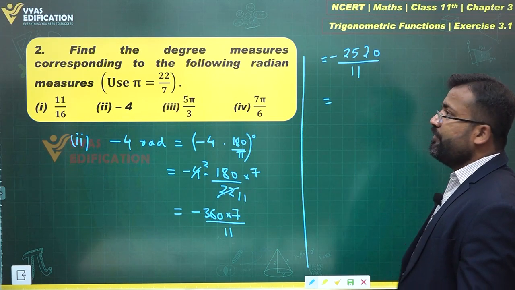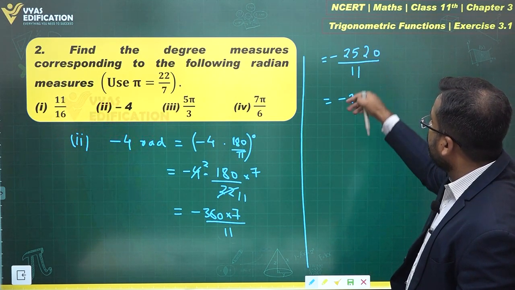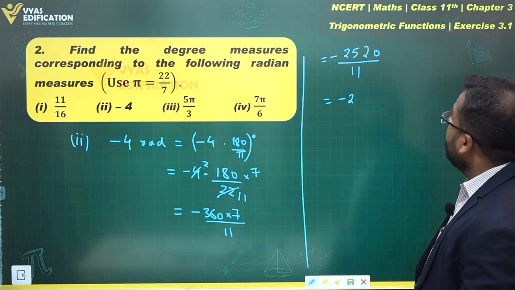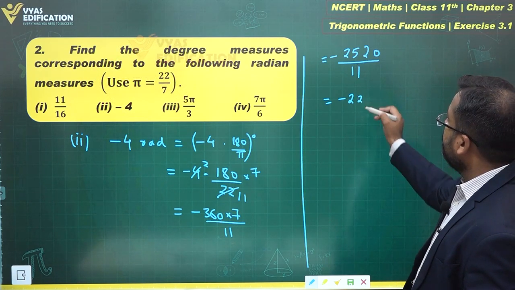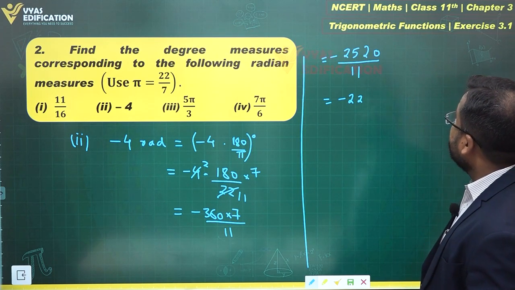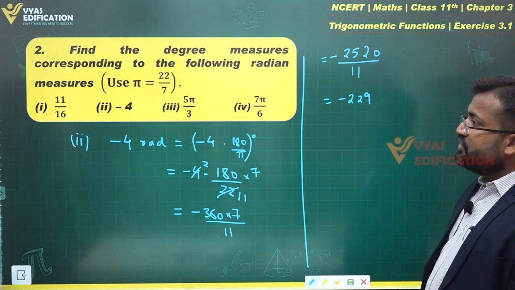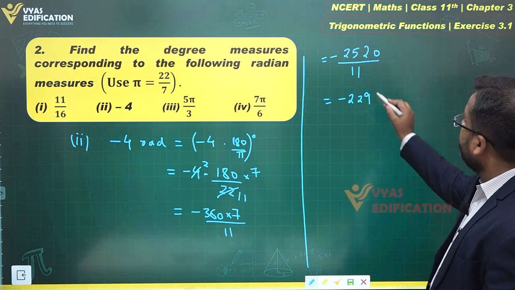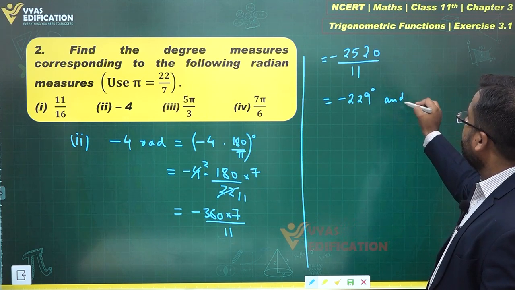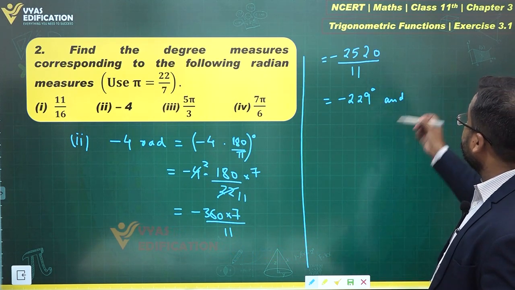What does that convert into? Let's try to find that. So this is minus 2, 2 times 22. Then you have 32, which is again 2 times 22. Then you have 10, 100. 100 is actually 9 times 11, 99. Minus 229 degrees, and along with that you have 1 by 11 degree extra.